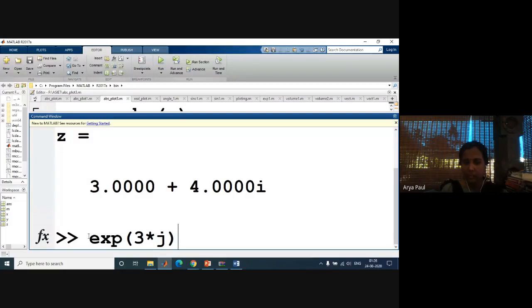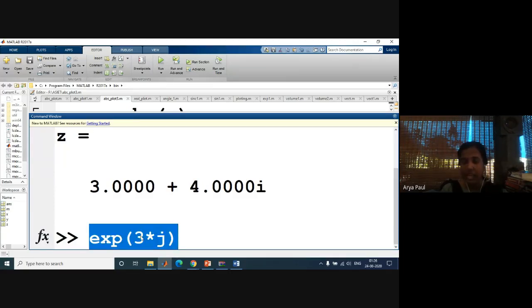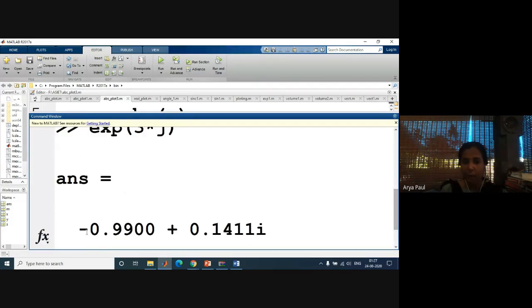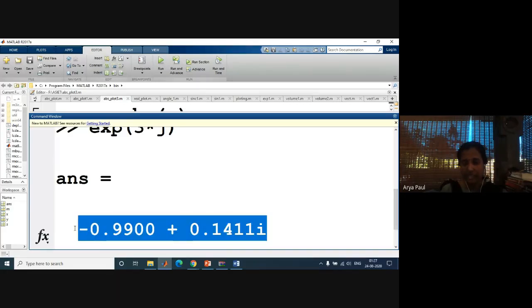So exp means exponential, or e raised to the power. Exp of 3 into j means e raised to 3 into j. That is the meaning. If you press enter, you will be getting a complex number. See, my answer is a complex number. That complex number is represented in a rectangular form.